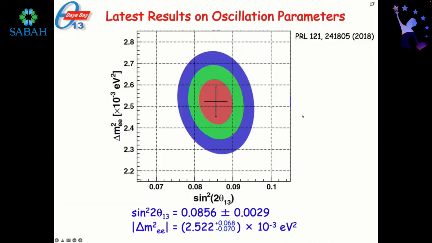Now, the latest result from the Daya Bay experiment was announced in 2018. And now we can measure this amplitude of the oscillation to about 3%, and also to a similar precision for the mass-squared difference.